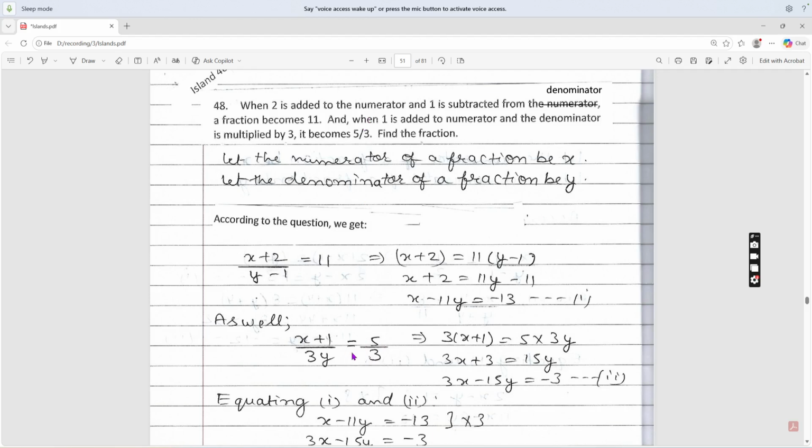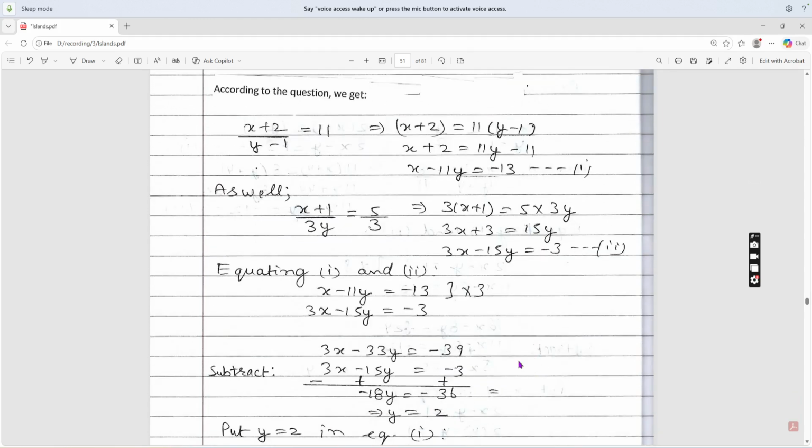Now we just have to cross multiply. 3x plus 3 is equal to 15y. Now 3x minus 15y is equal to minus 3. It is equation number 2. Now we are going to equate equation 1 and 2. x minus 11y is equal to minus 13. It is equation 1. 3x minus 15y is equal to minus 3.